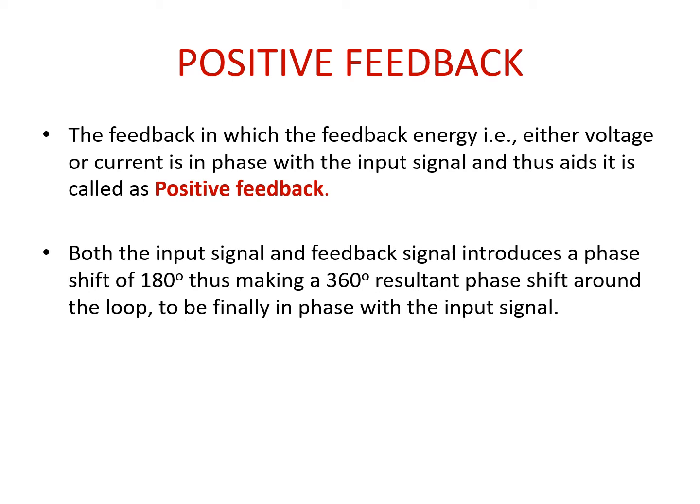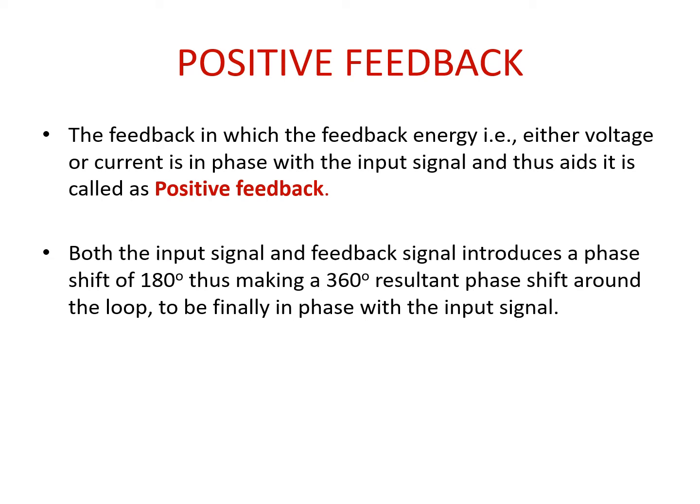Means in the second bullet point, you can see the input signal is also going to create a phase shift of 180 degrees, whereas the feedback signal also makes a phase shift of 180 degrees. So 180 plus 180 makes a 360-degree resultant phase shift. So it is again finally in phase with the input signal. So that is the reason it is called positive feedback.